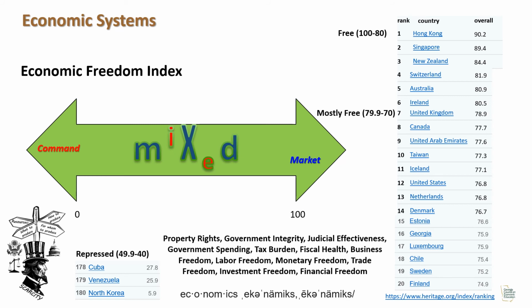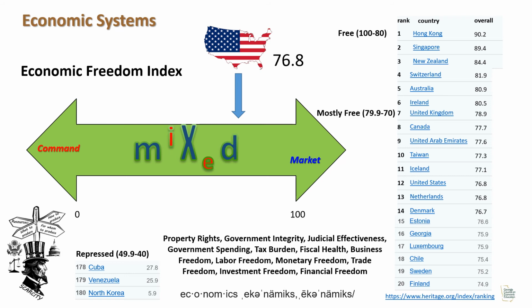But we look at this and it goes all the way down. An example of a true command economy was North Korea, at 5.9 out of 100 for economic freedom. Now, the United States, based on the Heritage Foundation, ended up at 76.8. We ranked number 12, just behind Iceland, Taiwan, the United Arab Emirates, Canada, the United Kingdom, and Ireland. But there's not that much difference between 76 and 80 or 84.